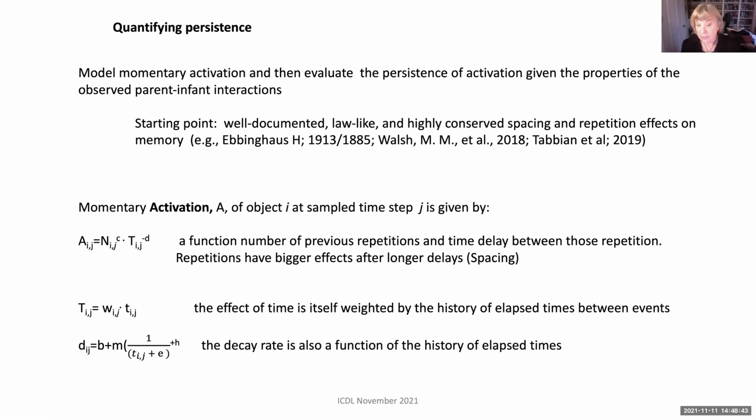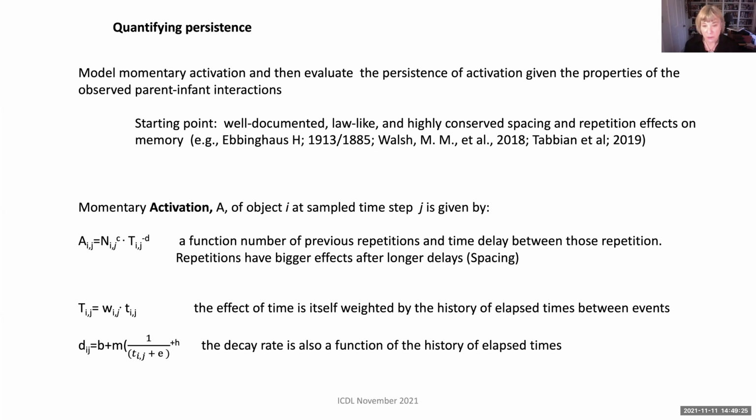The goal is to quantify persistence, and if we can do that, then we might be able to predict the learning of individual words. We modeled the momentary activation, and then we evaluate the persistence of activation. Our starting point, this is a mathematical model, not an end-to-end computational model, is the well-documented and law-like and highly conserved spacing and repetition effects on memory, noted first by Ebbinghaus. We define memory activation of an object at each moment in time as a function of the previous repetitions and the time delay between those repetitions.